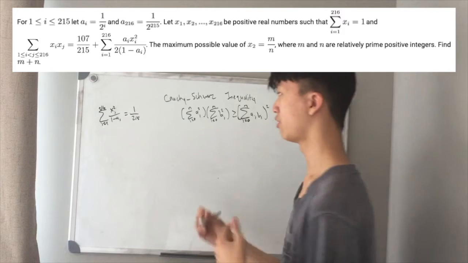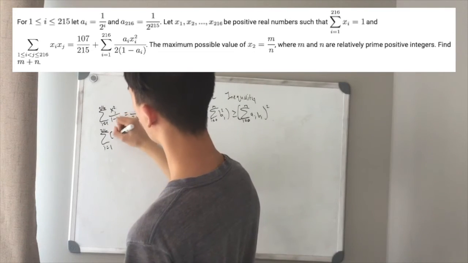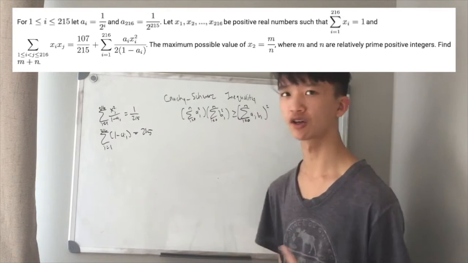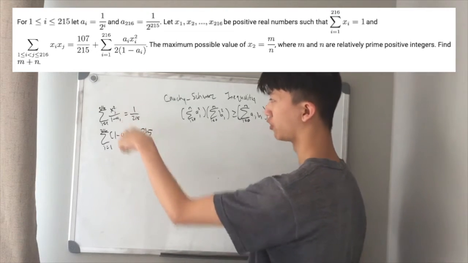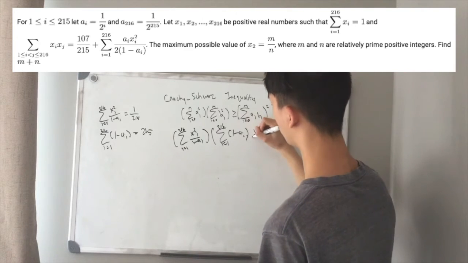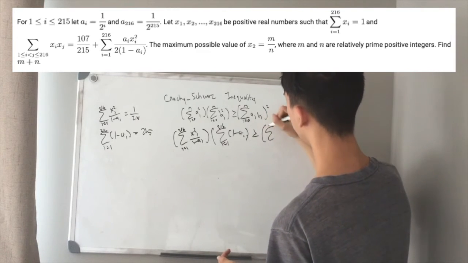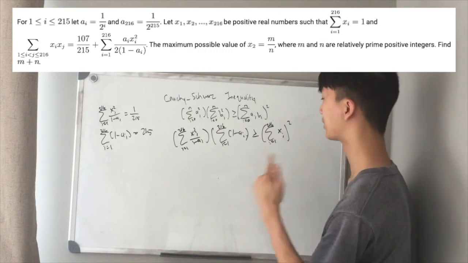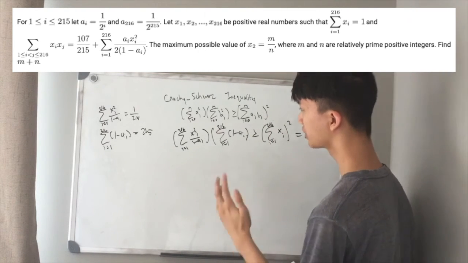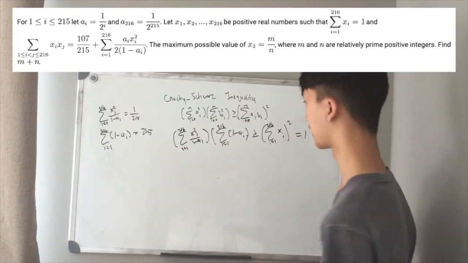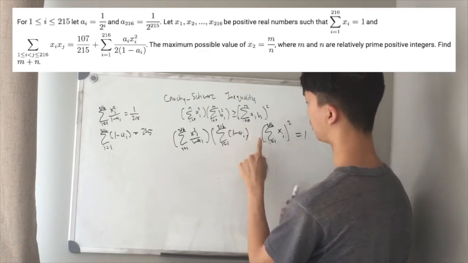But then also, notice that the sum of 1 minus ai is equal to 215. So now we can apply Cauchy-Schwarz, taking the square roots of both of these summations, to get that the product of these two summations is greater than or equal to the sum of xi all squared. Now we know from the problem that this is equal to 1. So the product of these two summations is greater than or equal to 1. But we are looking for the equality case, so we can turn this into an equal sign.